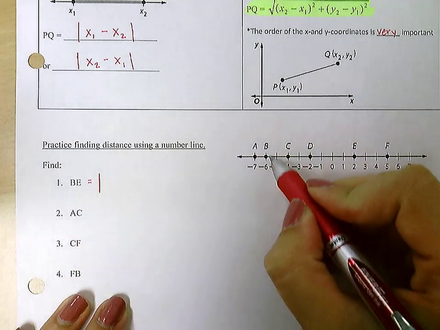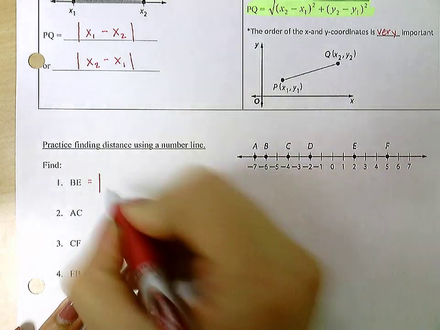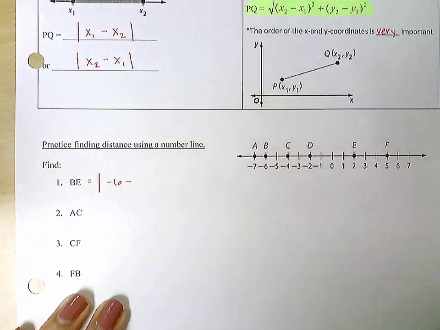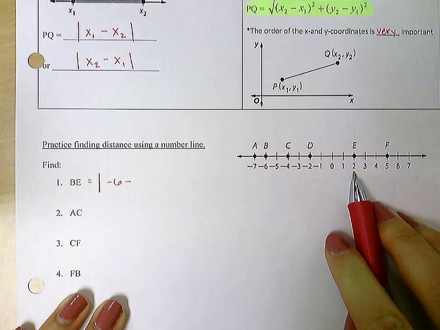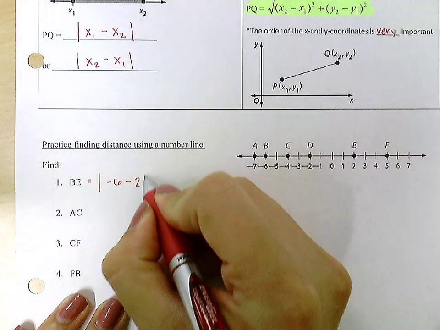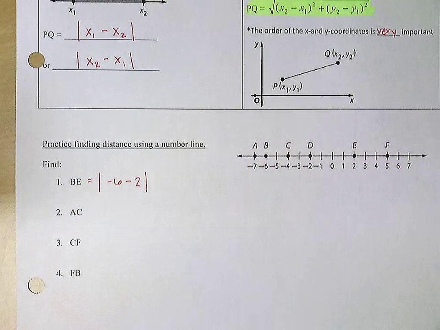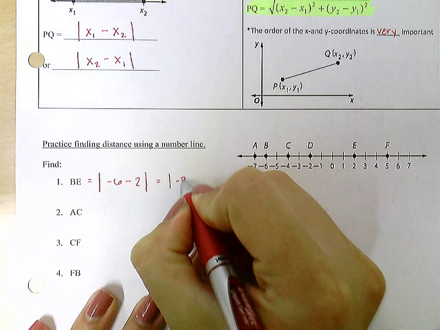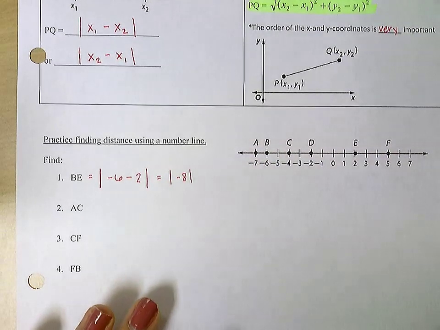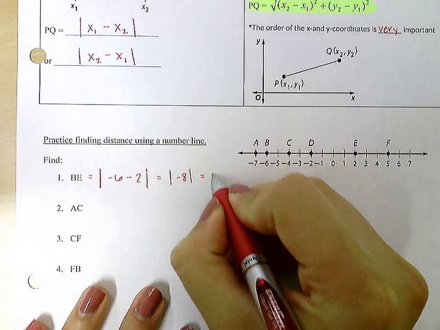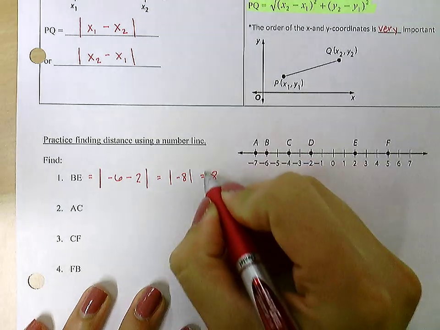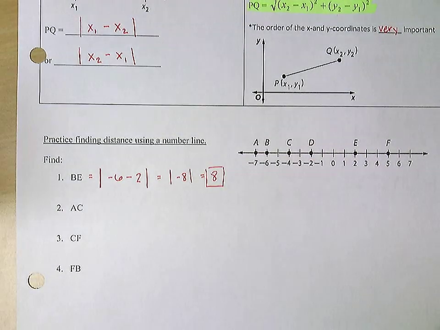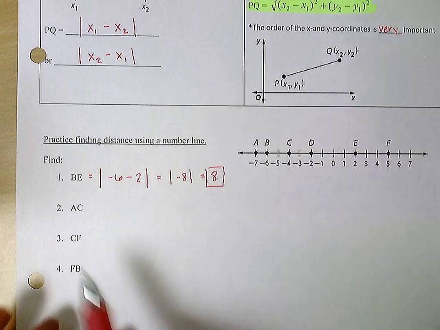So I need point B. Point B is at -6. Minus point E is at 2. And I'm taking the absolute value of that difference. So I get the absolute value of -8, which is 8. Okay, we'll do another one here.